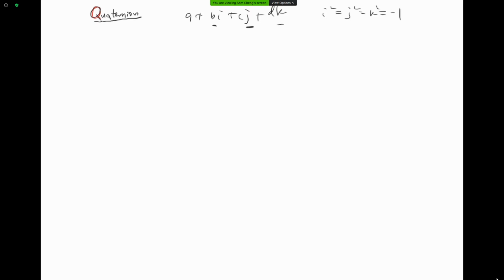and at the same time, when I take the product between them, they operate kind of like the cross product in 3D space of different axes. I have i times j is equal to k, j times k equal to i, and k times i equal to j. And if I multiply in the other direction, I will have a minus of that thing instead. So the multiplication does not commute.